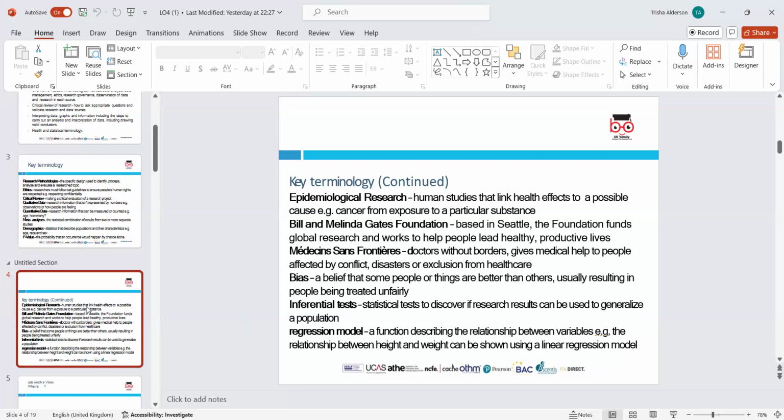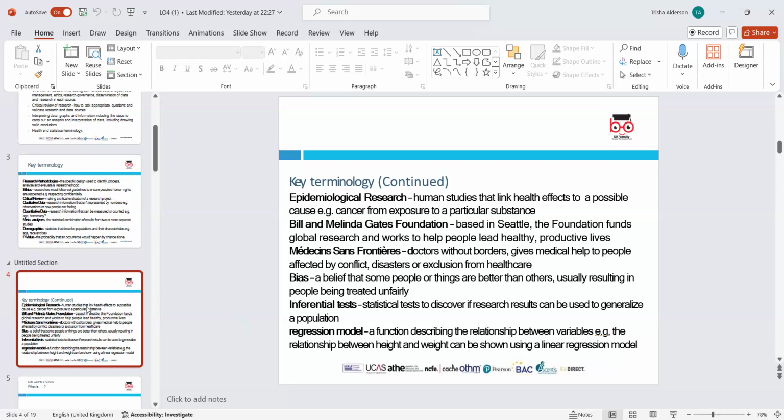A bias is mentioned quite often, and that's a belief that some people or some things are better than others. And when that's followed, it usually results in people being treated unfairly, especially within the health service. Inferential tests is another terminology that's used, and that means statistical tests to discover whether research results can be used to generalise a population.